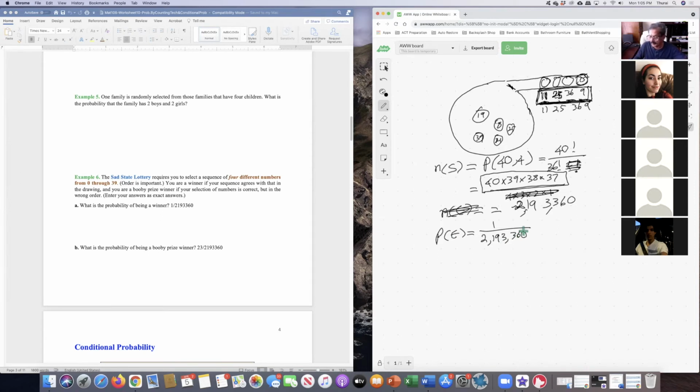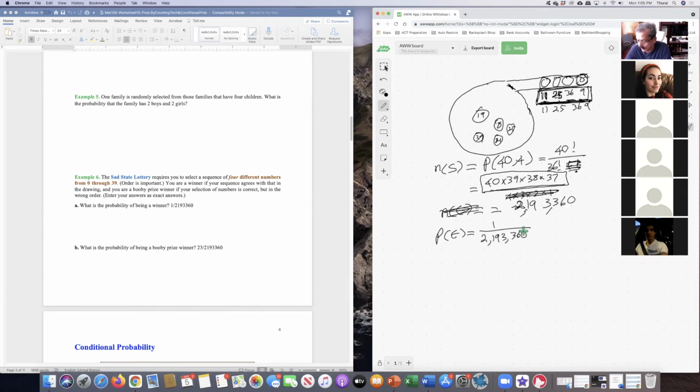So you can see it's such a small number, right? This is working with 4 numbers. The actual lottery is with 6 numbers, so that's even smaller. So even if this lottery is going to use 4 numbers, what does this mean?